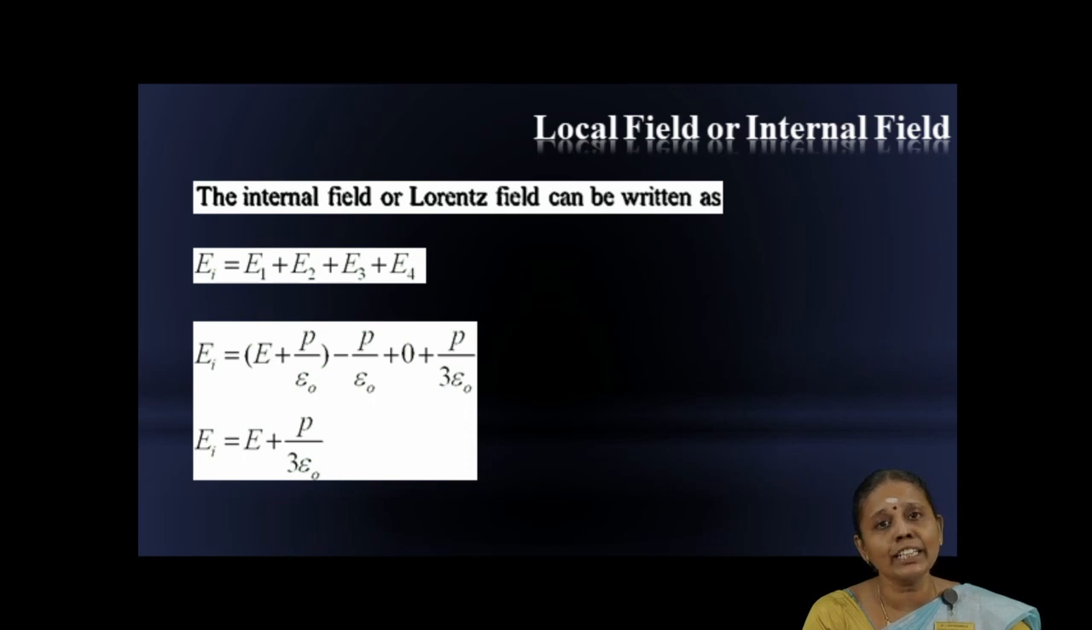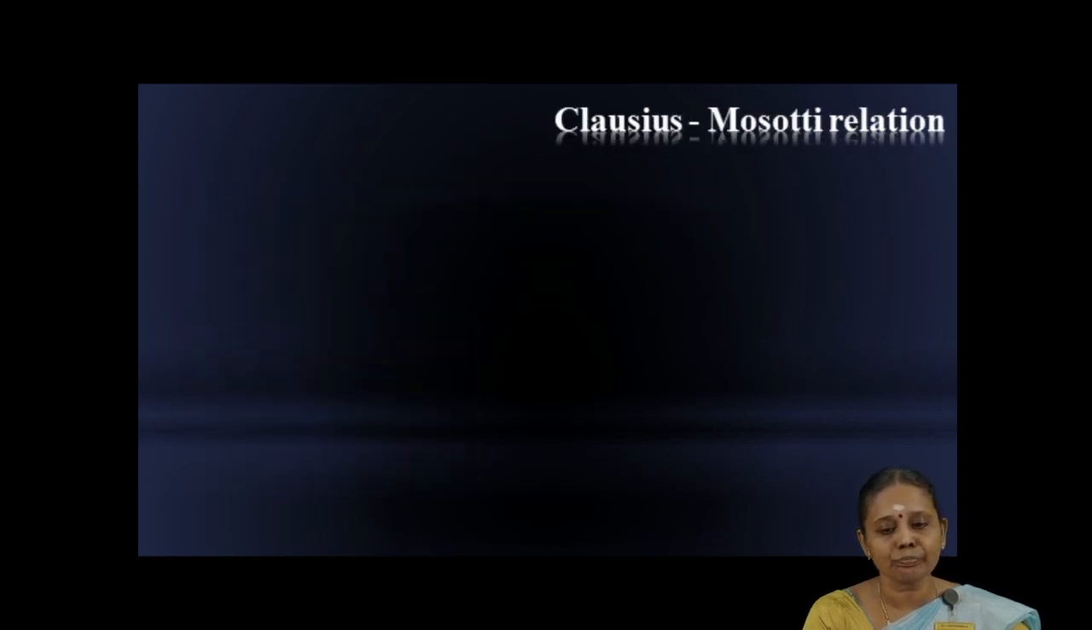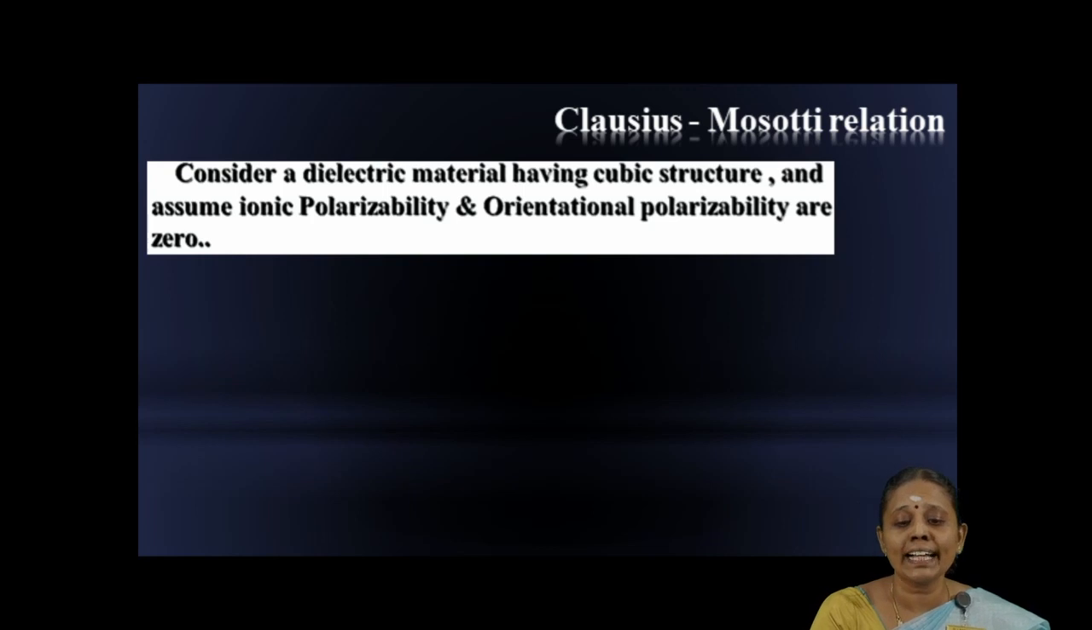Next, let me explain the Clausius-Mossotti relation. Yes, in order to find the Clausius-Mossotti relation, once again we consider the dielectric material. We are totally having 4 types of polarizations. Among those 4 types of polarizations, we already saw that space charge polarization is a very slow process. Moreover, we consider the material having some cubic structure. So therefore, its ionic and orientational polarizability is also 0.